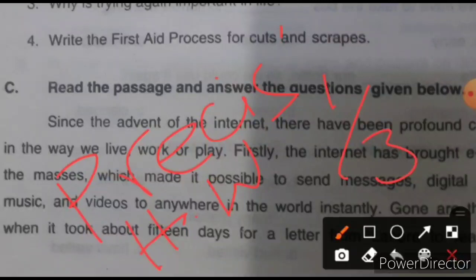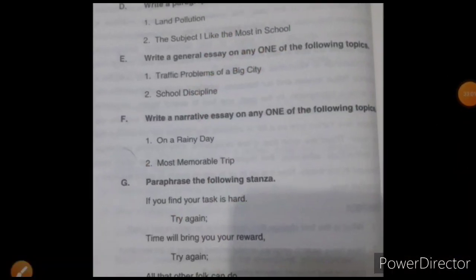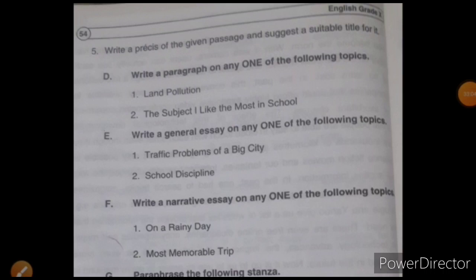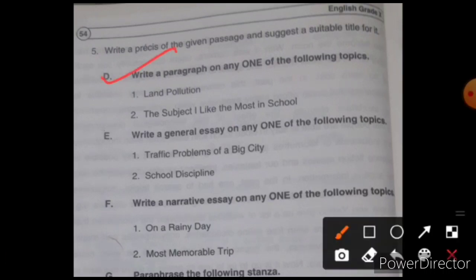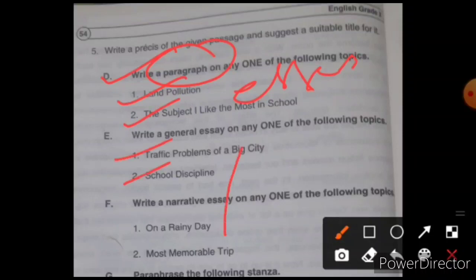Okay, now here we are with the last thing that we're going to discuss today, and that is the paragraph. And beta ji, you all have to do all these paragraphs. Land pollution, the subject I like the most, you don't have to do these in paragraph form. You are supposed to write an essay. Okay, because in class 10th you are supposed to write an essay, you are not supposed to write a paragraph. So you just convert this into an essay, and all these topics that are over here, you are supposed to do on your neat notebooks, and all these exercises must be done.